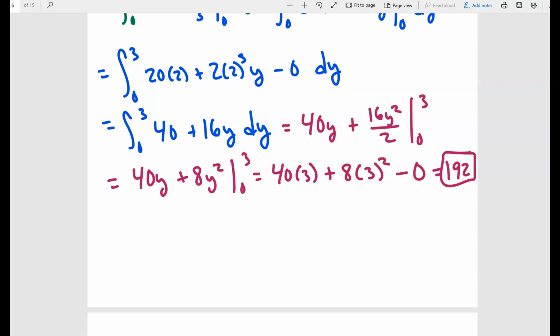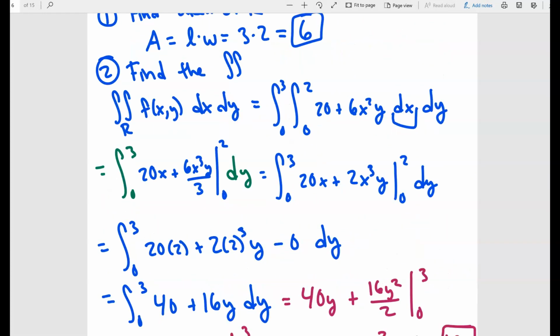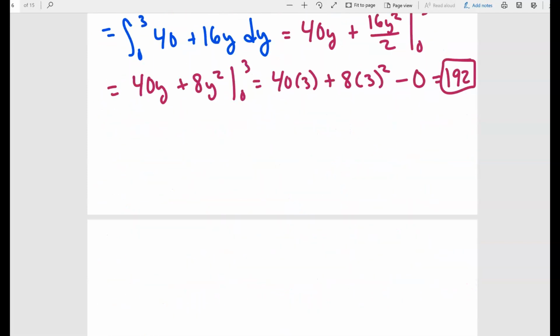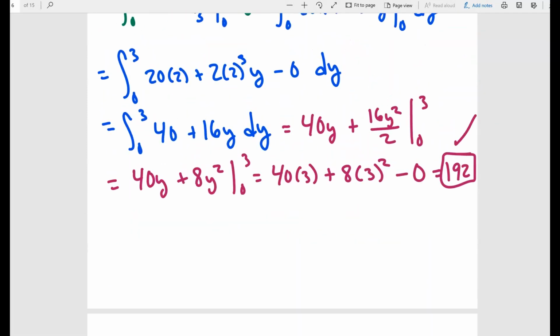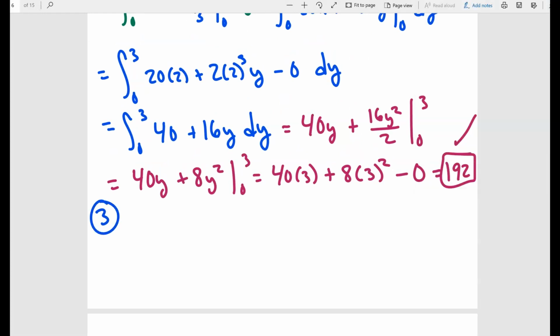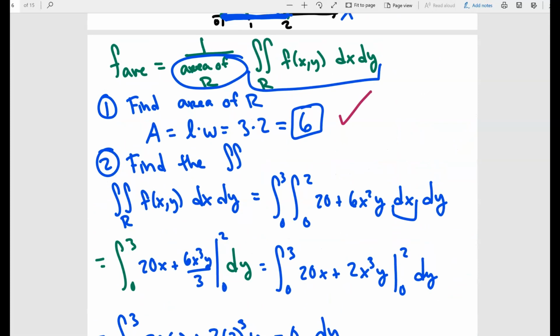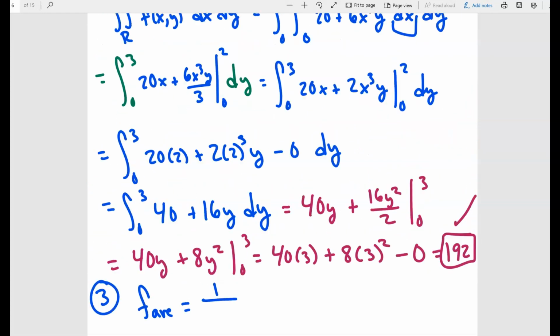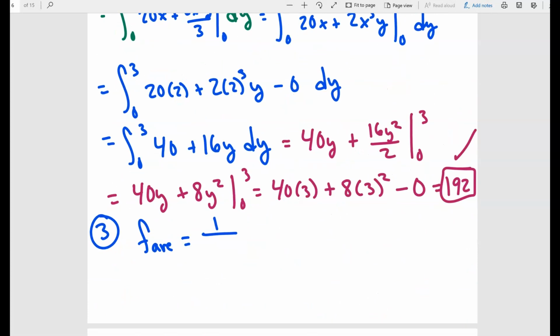Okay, so now what did we do? We did two different things. We found the area of the region R, and now we found the double integral. Now there's a third step, because that's not the answer yet. The third step is plugging it in, because we wanted to figure out the average value. So f average is equal to 1 over the area. The area was 6, times the double integral. The double integral in this case is 192.